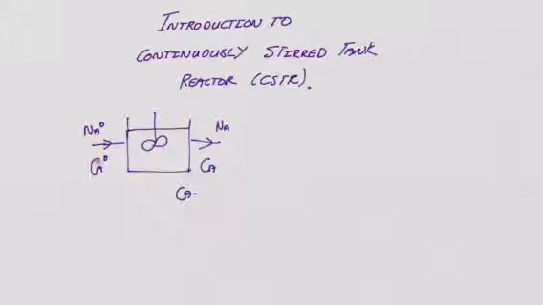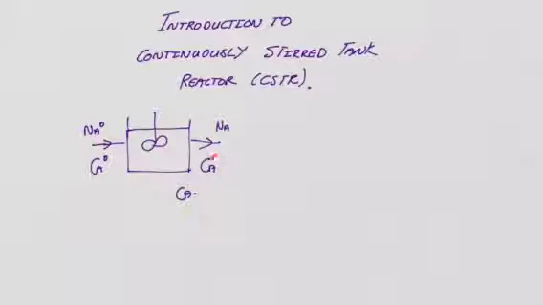So what we have is a feed at, say, molar flow rate Na0, which is the moles per time flowing in, and concentration, say, at Ca0, which is the concentration of A flowing in. This flows into a tank, say a volume V, and the contents in this tank are well mixed. The exit stream has, say, a molar flow rate N and concentration Ca.